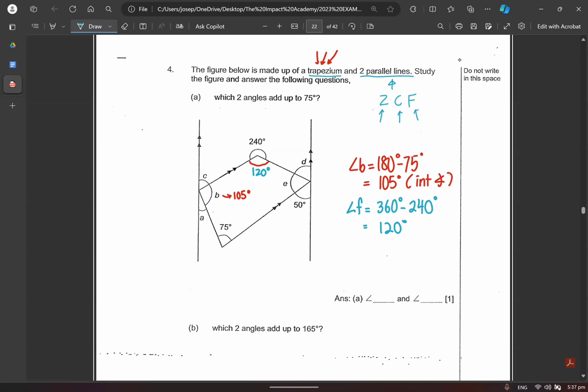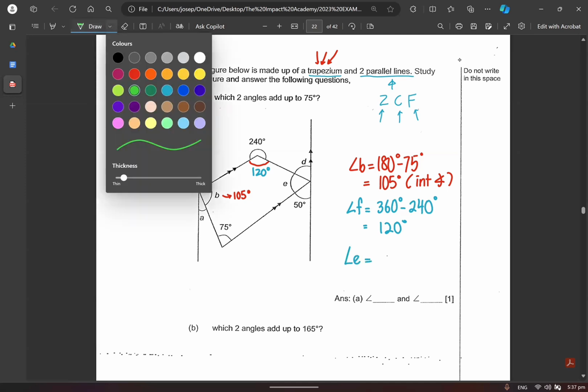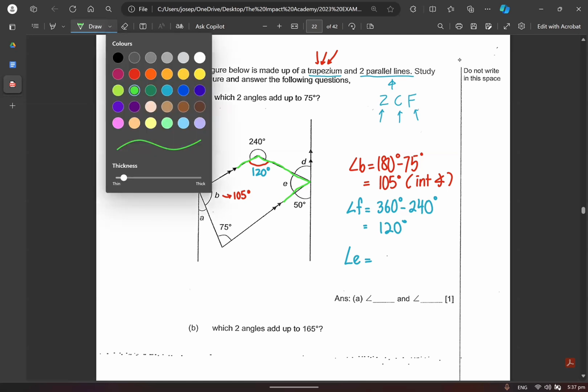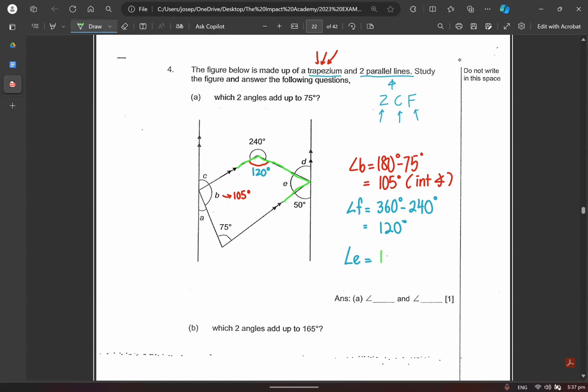Then that's when you can go and find angle E. Why is that so? Because angle E, once again, is within a set or a pair of parallel lines. Agree or disagree? So 180 degrees minus away 120 degrees, we get an answer of 60 degrees. Angle E is 60 degrees. Make sense? Well, the question says, can you find for me the two angles which add up to 75? Don't worry about that. Let's continue finding.